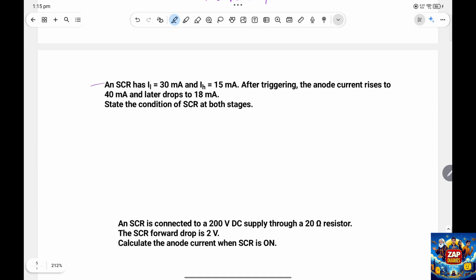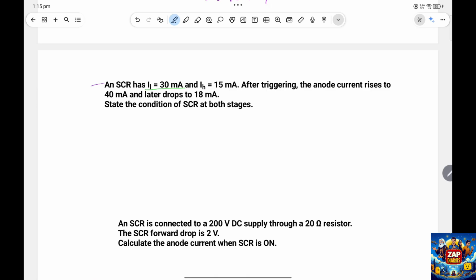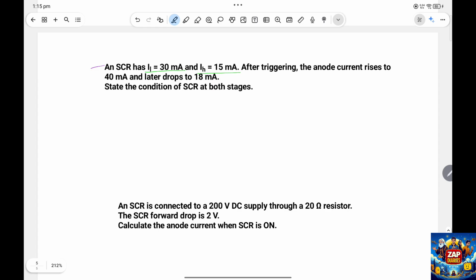Now coming to this question: if an SCR has a latching current of 30 milliamps and a holding current of 15 milliamps, after triggering the anode current rises to 40 milliamps and later drops to 18 milliamps. State the condition of the SCR in both stages. The question is asking about these two stages, before triggering and after triggering.